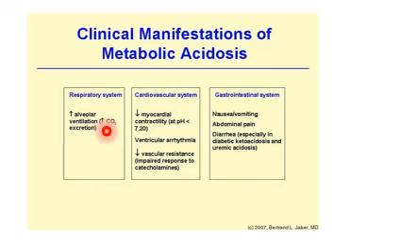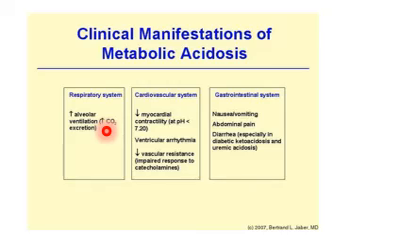What are the clinical manifestations of metabolic acidosis? When you look at the respiratory system, you have an increased alveolar ventilation, that is, increased carbon dioxide excretion. If you look at the cardiovascular system, we find that there is decreased myocardial contractility and ventricular arrhythmias, particularly when the pH goes well below 7.2.